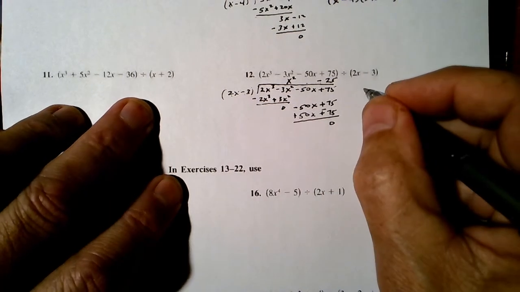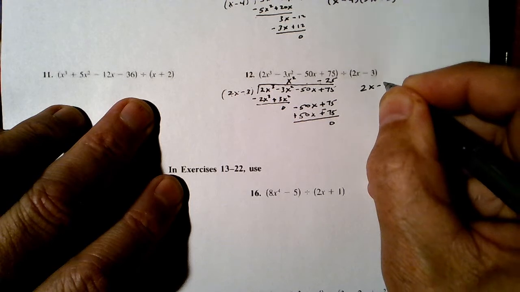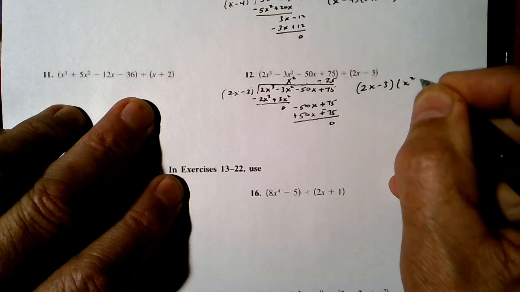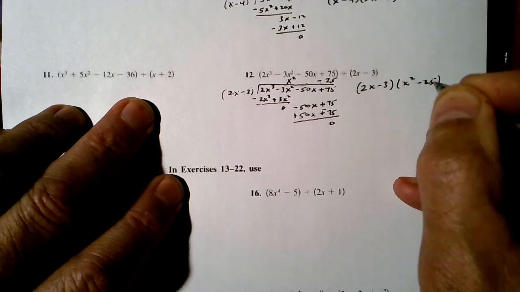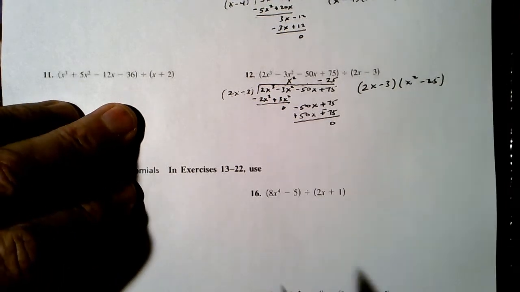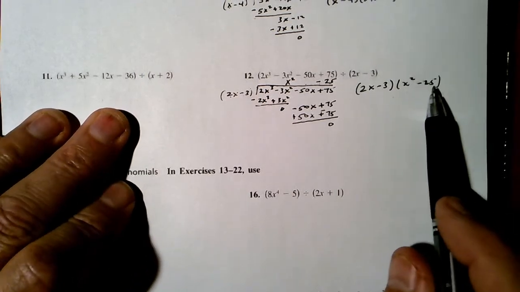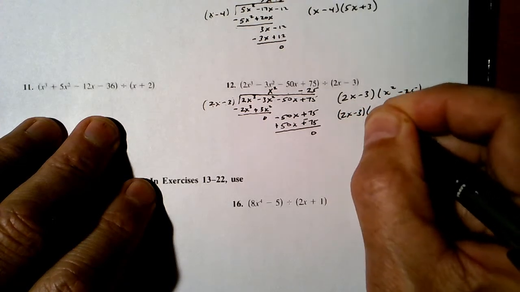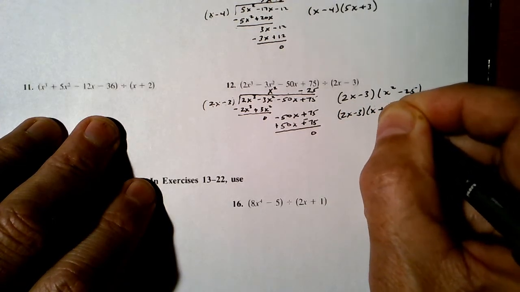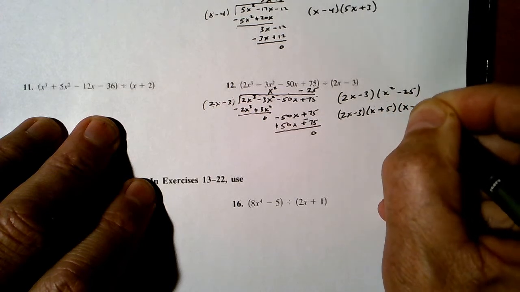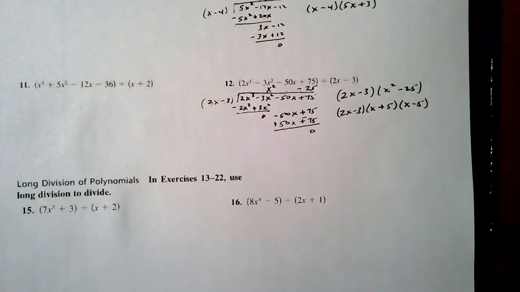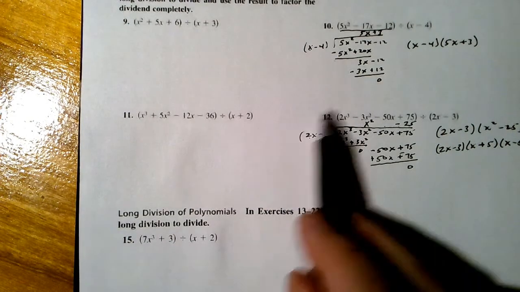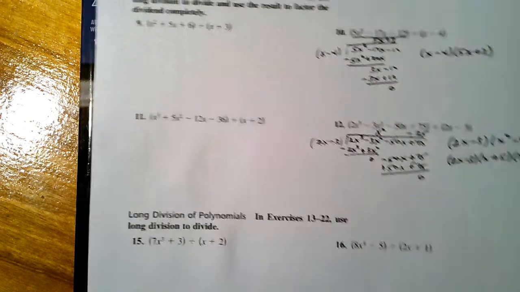So our factors so far are 2x minus 3 times our result, x squared minus 25, but we're to use the result to factor completely this x squared minus 25. Of course, factors difference of perfect squares into x plus 5, x minus 5.